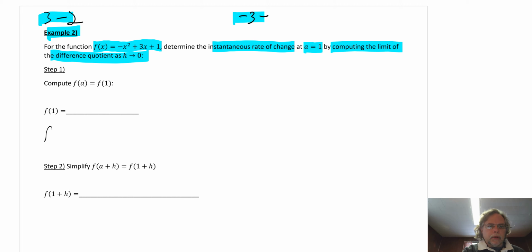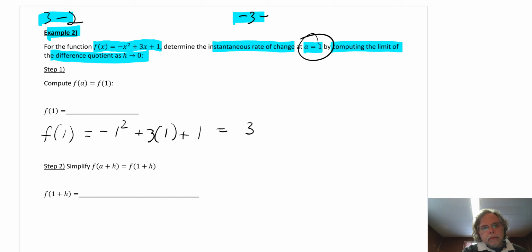f of 1 comes first, f of 1 being a. So f of 1 is equal to negative 1 squared plus 3 times 1 plus 1, which is equal to 3. The next step is to figure out what f of 1 plus h is. And remember, at this point, very important point, do not plug in for h.